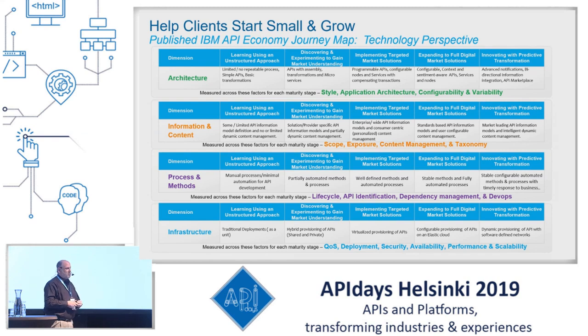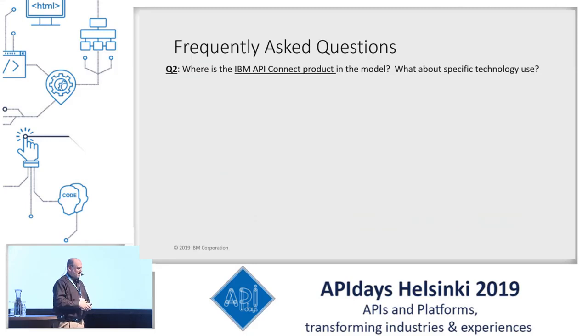So let's move on. Some more frequently asked questions. This is one that my management asked me after we were done. They said, this is a great model, Alan. We like it a lot. But where is our product? I don't see my product name in there anywhere. And where's the point where they install IBM API Connect and then life is good, right? So the answer is that the product is not in the model. It's not that you hit this product at this point in your maturity. It's really more about how you move between the stages.